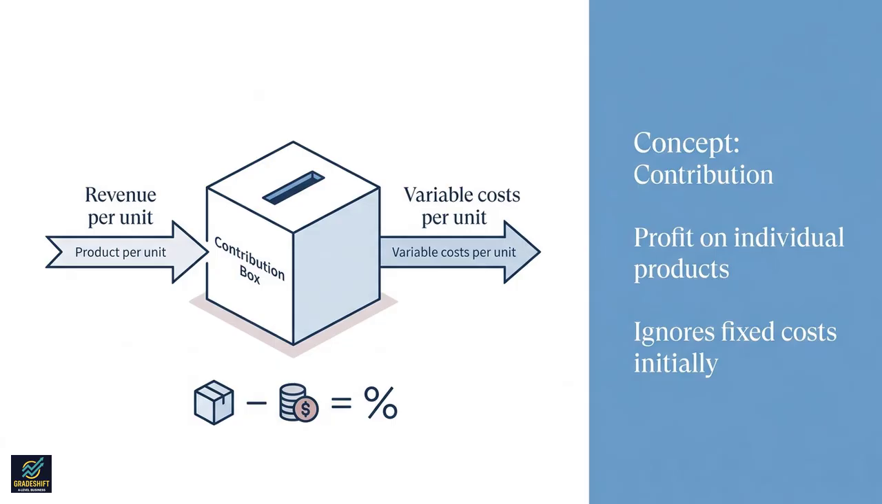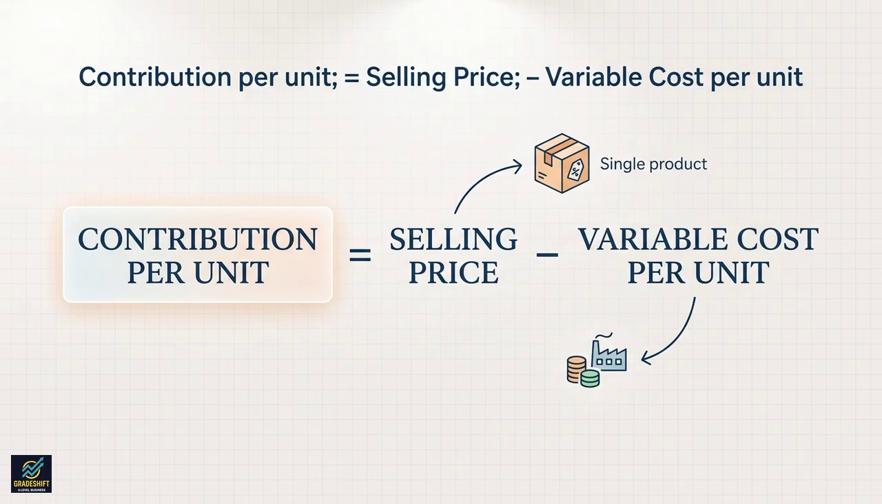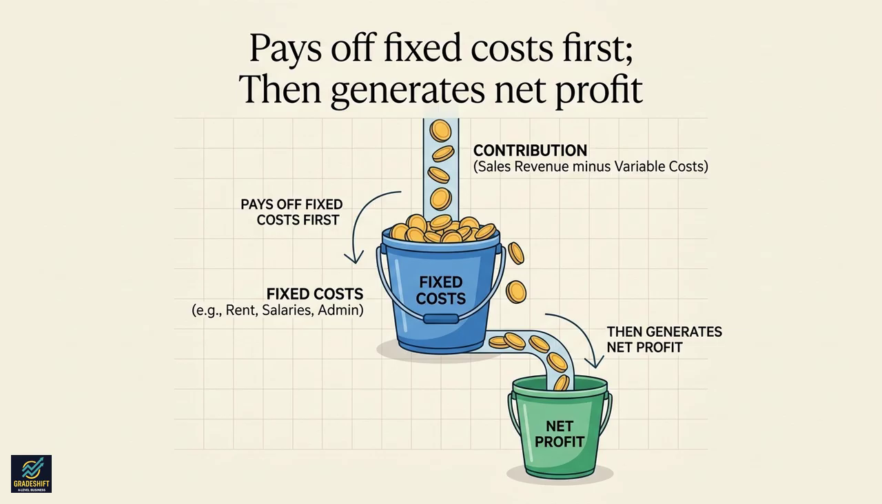Contribution looks at the profit made on individual products before we even start thinking about the overall fixed costs of the business. The formula for contribution per unit is straightforward. You simply take the selling price of a single product and subtract the variable cost required to make that one specific unit. This gives you the unit contribution. Why is it called contribution? Because this remaining amount contributes towards paying off the business's fixed costs.